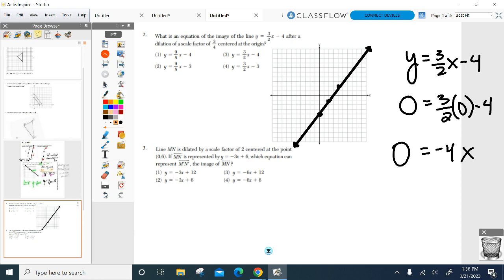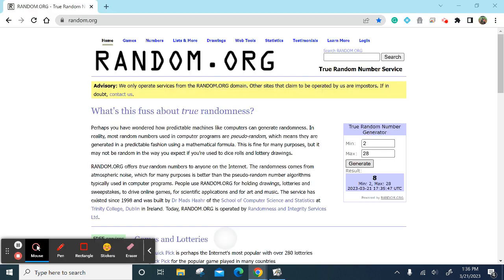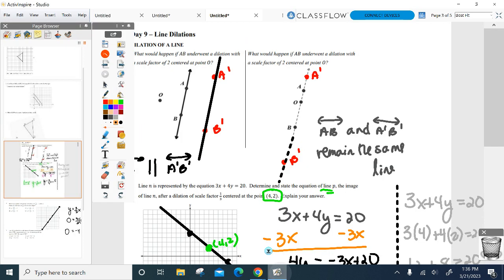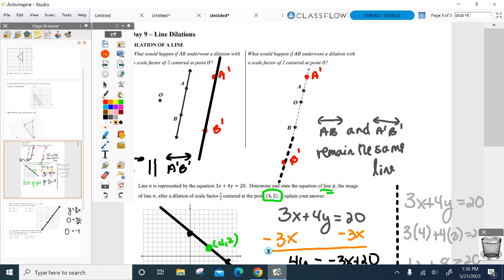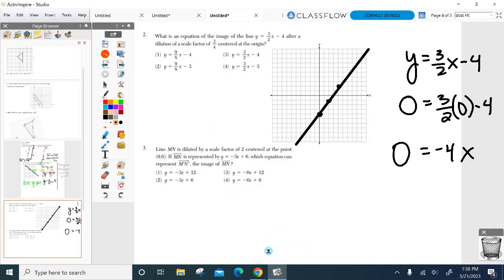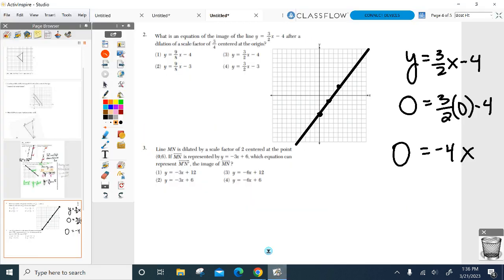When you dilate, what did we talk about at the very beginning? The lines remain parallel, which means they have the same slope. What was the slope of my line originally? 3/2. So it's going to remain 3/2. y equals 3/2 x.